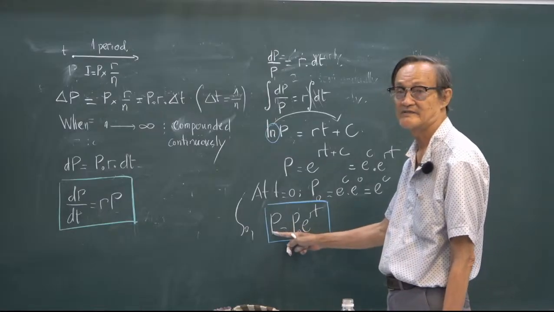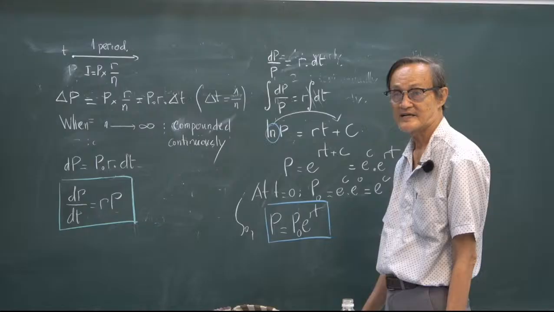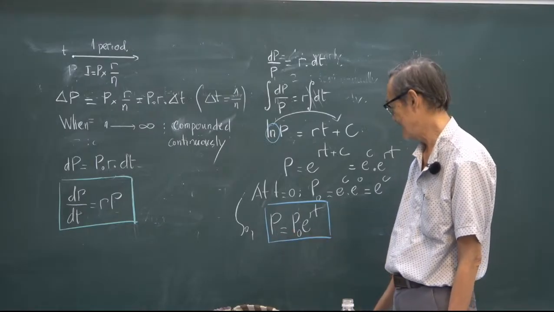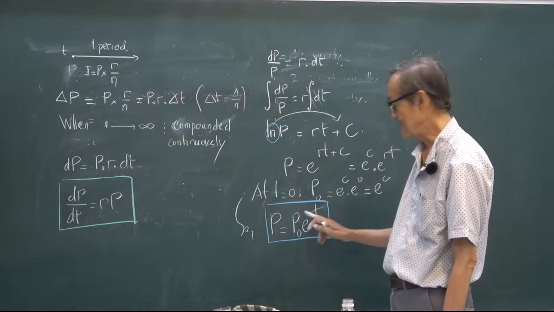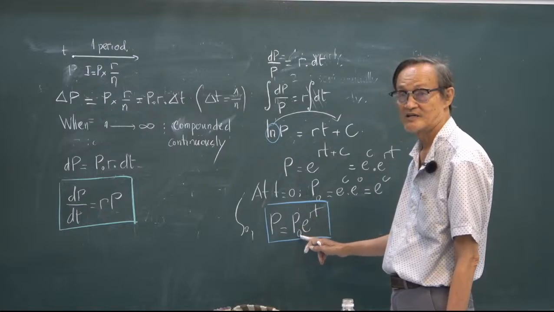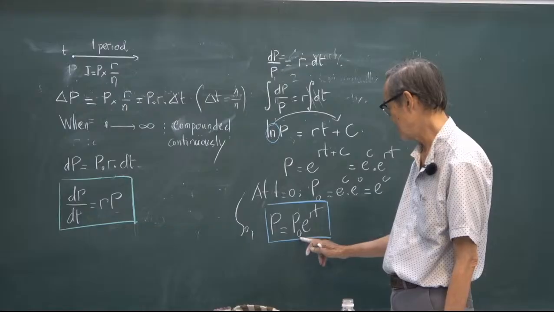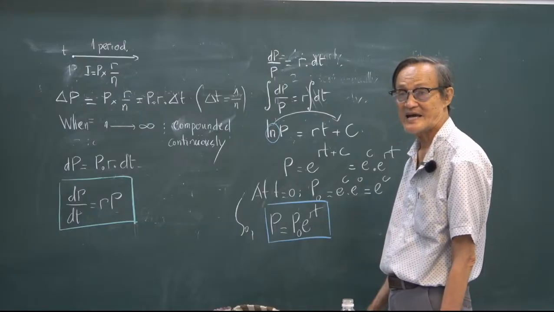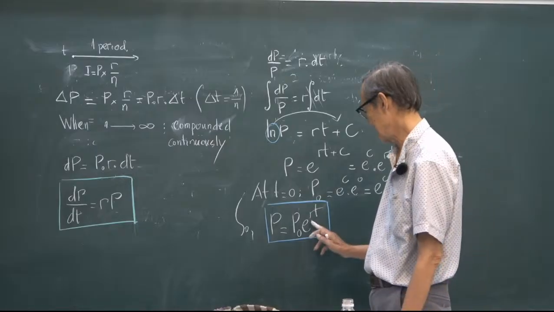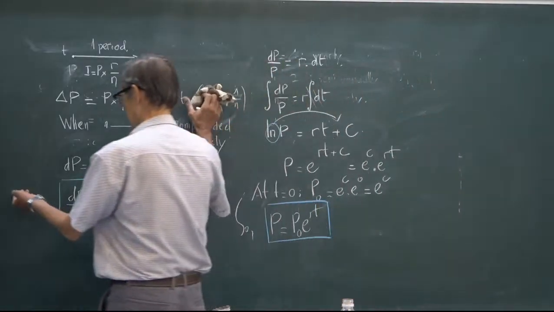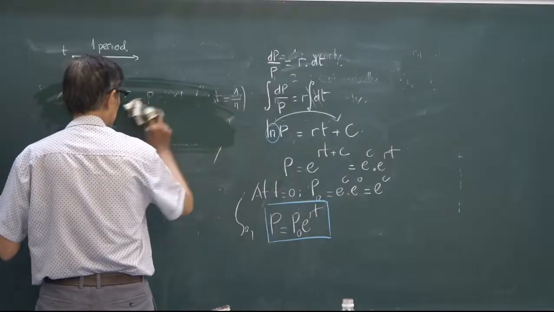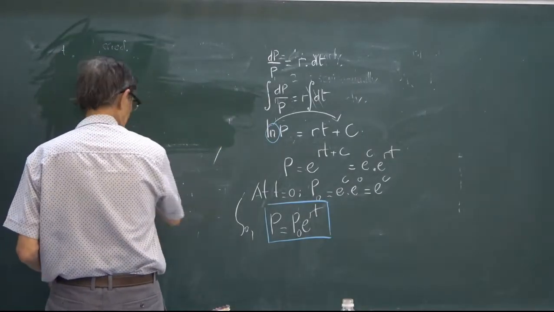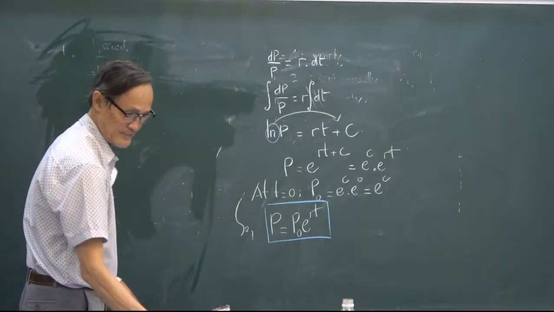P, the accumulated amount at time t, equals P0, the original principal, times e power rt, where r is the annual interest rate. Now consider some examples.